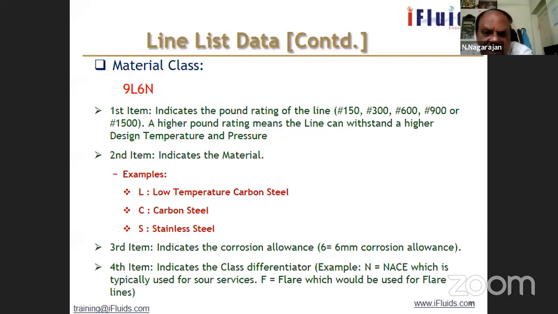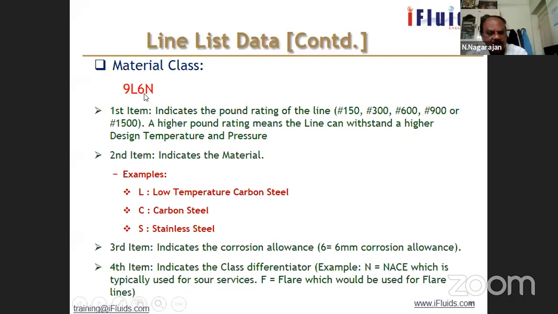As the pound rating increases, the pipe can withstand a higher design temperature and design pressure. It means the pipe will be thicker. As you go up in the rating, it will be a thicker pipe to withstand the higher pressure and temperature conditions. Second item is L. What is L? L is the actual material. In this case, L is low temperature carbon steel. If it is C, it will be carbon steel. If it is stainless steel, we put S. This is the material code.